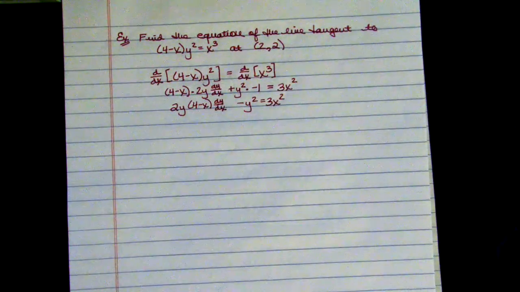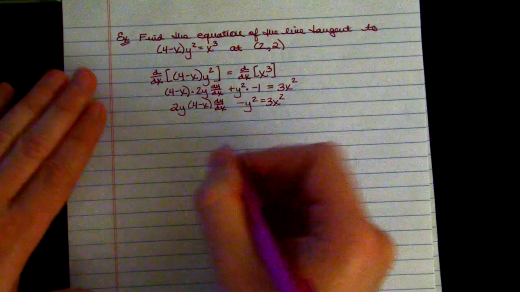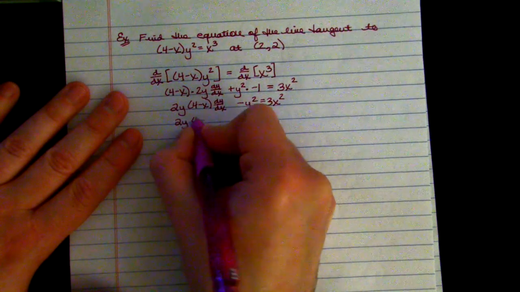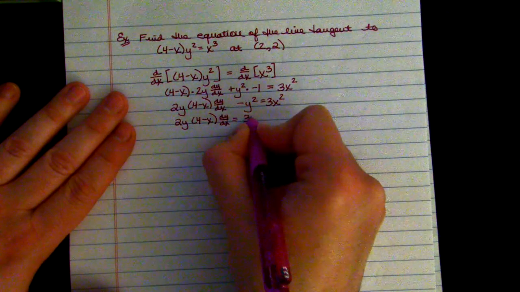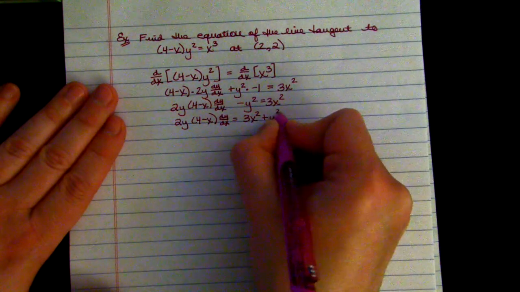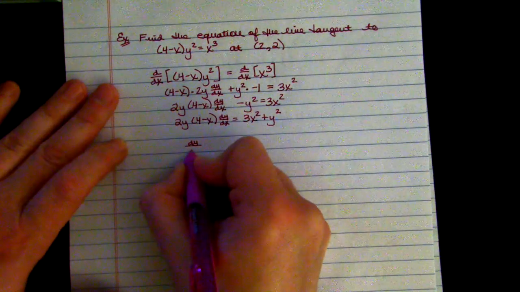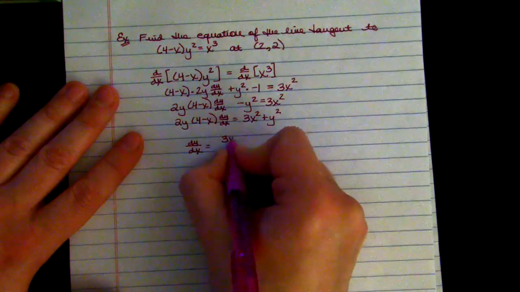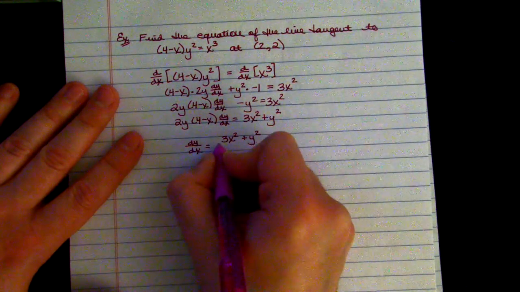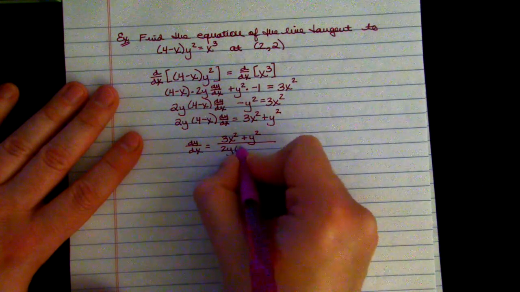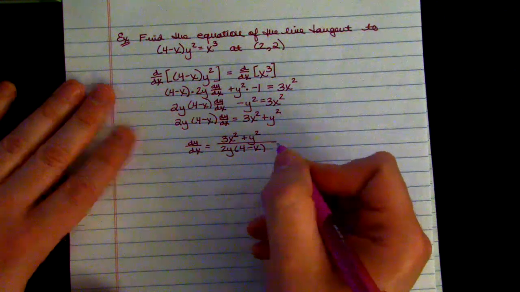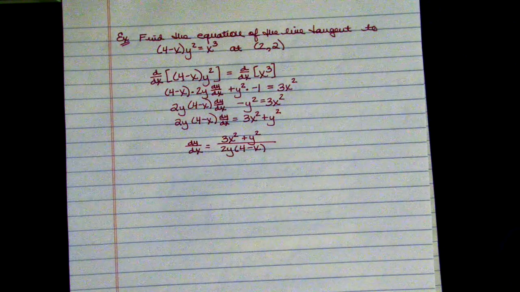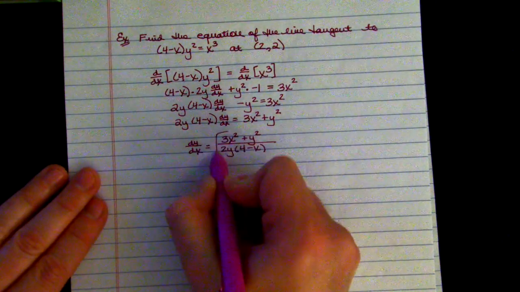How about you take a moment and go solve that thing for dy/dx? We've got 2y times (4 minus x) dy/dx equals 3x squared plus y squared. I'm going to divide and all that, and I'm going to get dy/dx equals (3x squared plus y squared) over 2y times (4 minus x). Is this totally wrong? No, I guess that is right. Sorry, not sure why I was doubting that. There's our formula for our derivative.